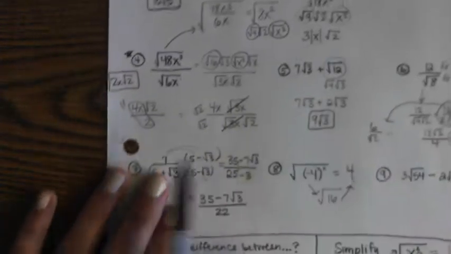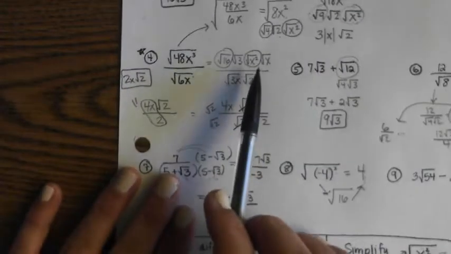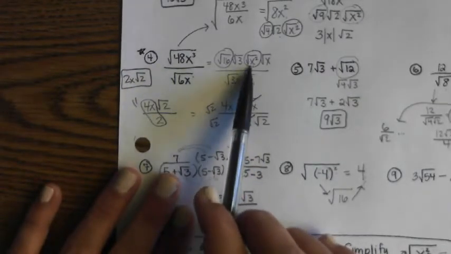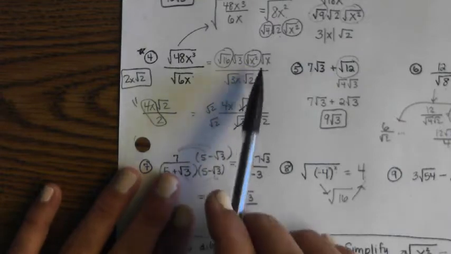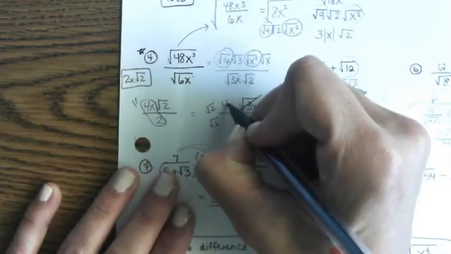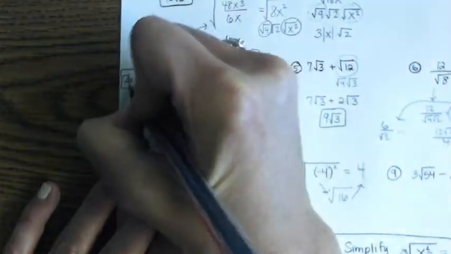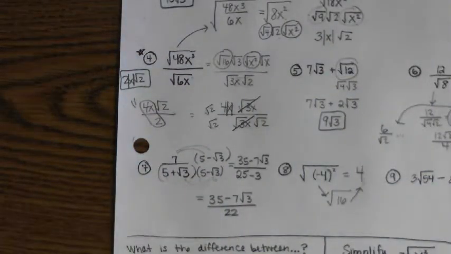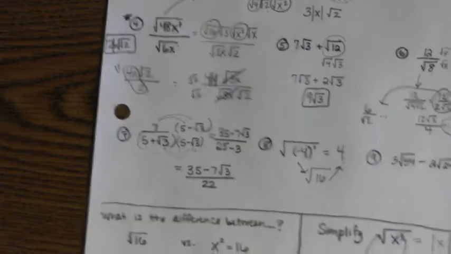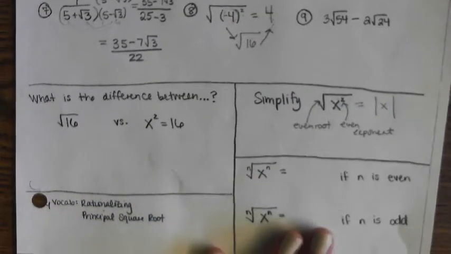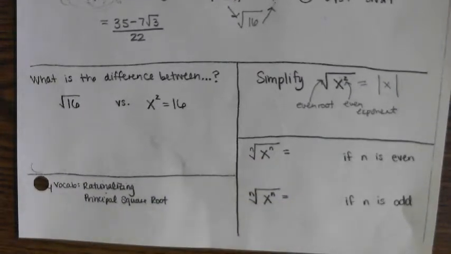And same thing in number 4. We did the same thing right here. The square root of x squared should be the absolute value of x. Does it make sense as to why we need that? It's kind of a new concept. Any questions on that? Okay.